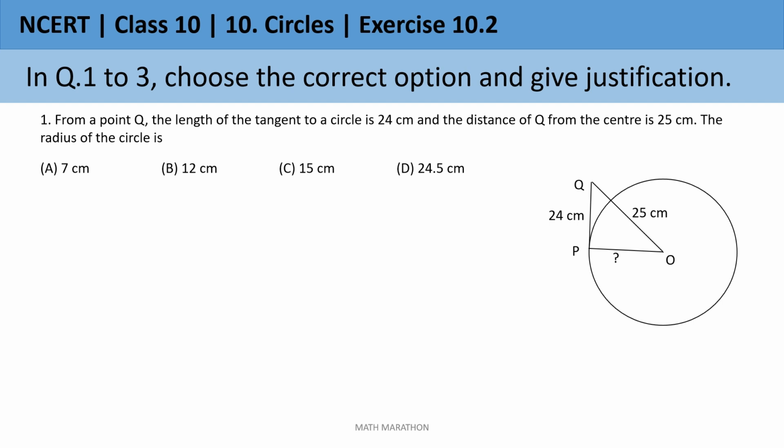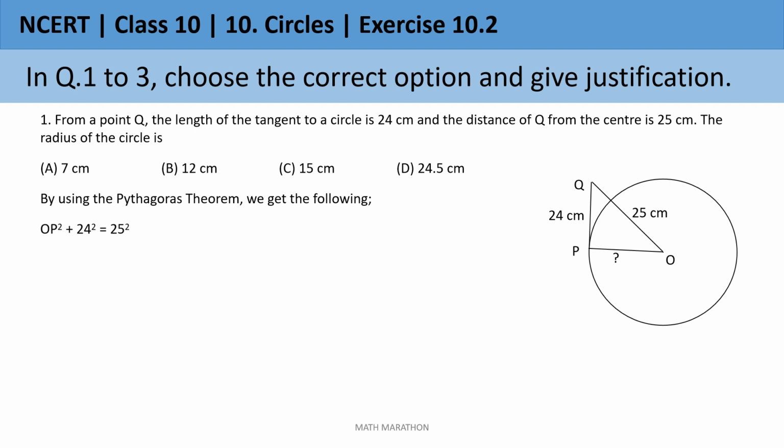I have drawn a diagram. From a point Q to the point of tangent is 24 cm. From a point Q to the center of circle is 25 cm. Angle OPQ is 90 degree, because the tangent at any point of a circle is perpendicular to the radius through the point of contact. The triangle OPQ is right-angled triangle. So, we can use Pythagoras theorem.